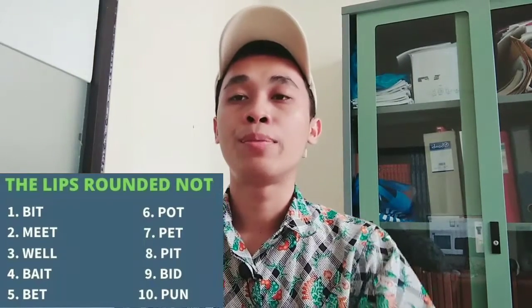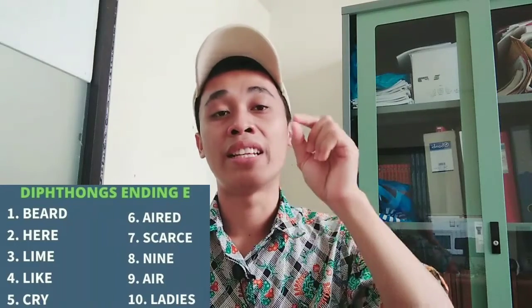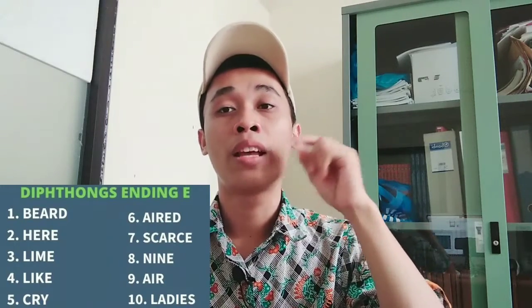Okay, let's move to the diphthong sounds. So diphthong sounds are divided into three: ending E, U, and I. So when we are talking about the diphthongs ending E, here you must make your sounds end with E, like the words that I have prepared for you. Repeat after me. Beard. So that's ending with E.